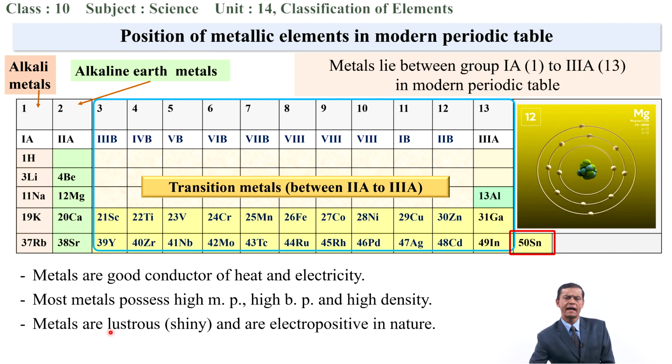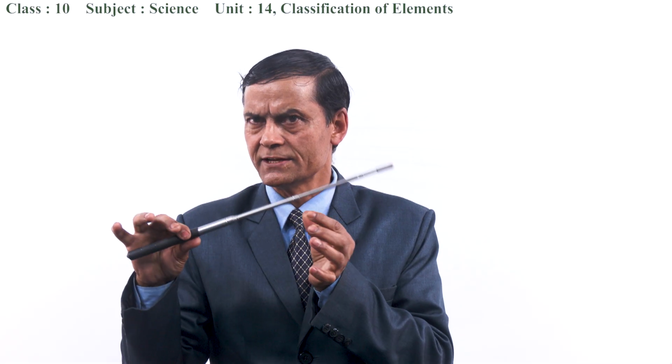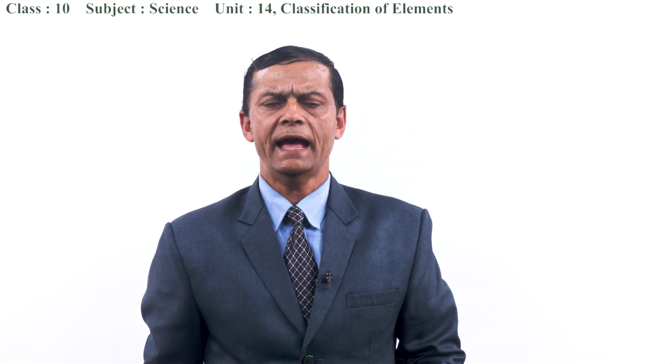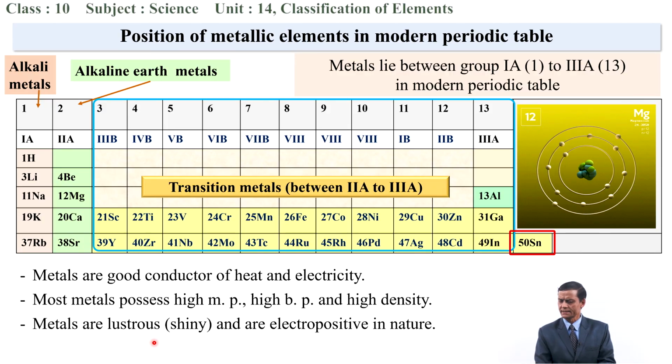Similarly, metals are lustrous. Lustrous means shiny. This is metal. What do you see? This is shiny, isn't it? Lustrous. And metals are electropositive in nature.